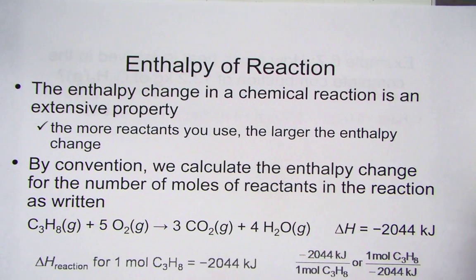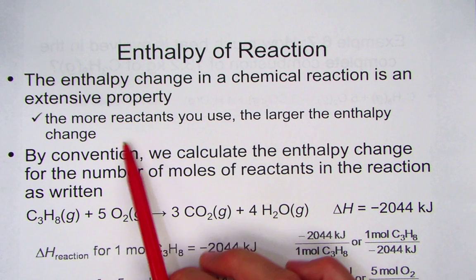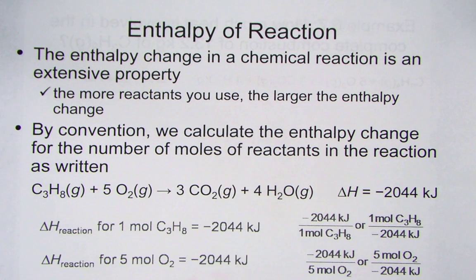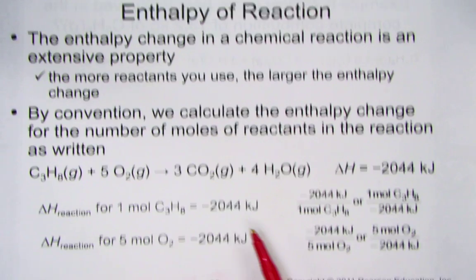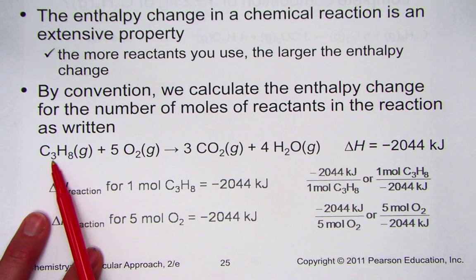The enthalpy of reaction of a chemical reaction is an extensive property. In other words, the more reactants you use, the larger the enthalpy change. So by convention, we calculate the enthalpy change for the number of moles of reactants in a reaction. And let's just take a look at what this could be interpreted as with this example.